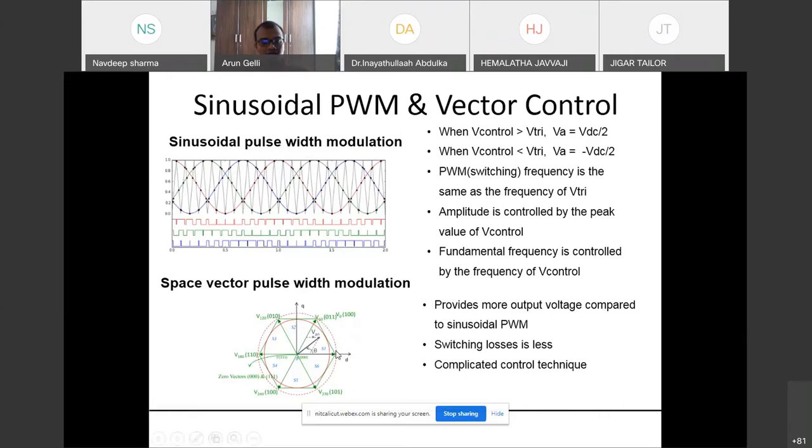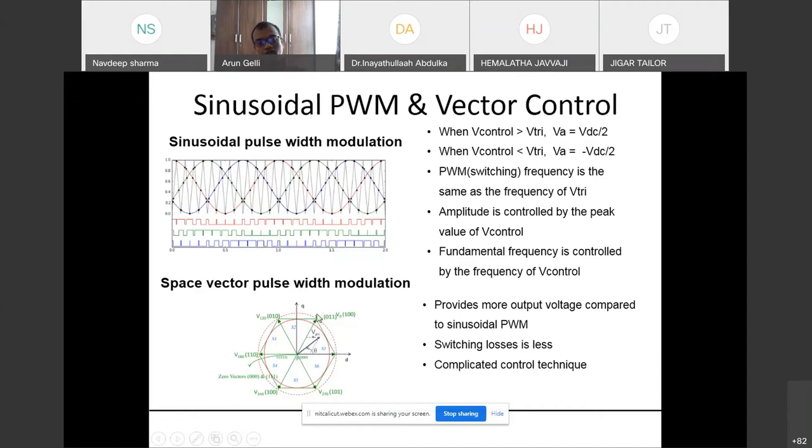when you have different vectors like this, for example, if you're talking about V1 or V60 here, 011, which means A phase top device is off, B phase top device is on, C phase top device is on. So when you have this configuration, the output voltage will be with respect to this angle, at 60 degrees from the D axis. So that's why it is V60.